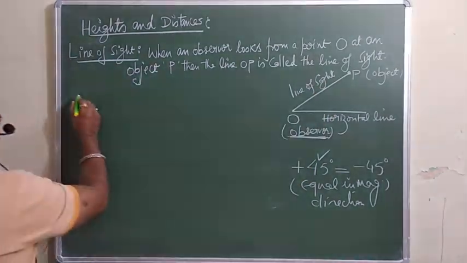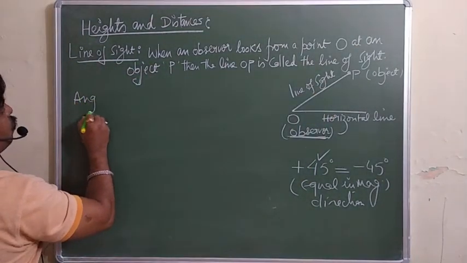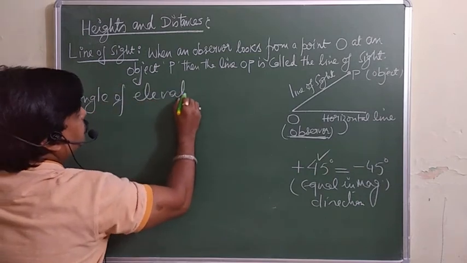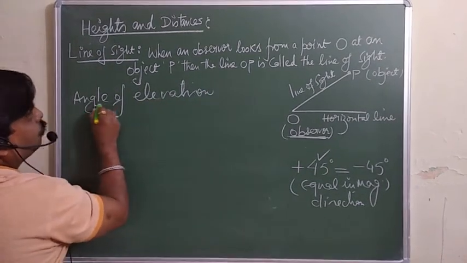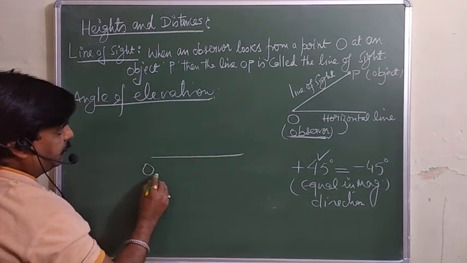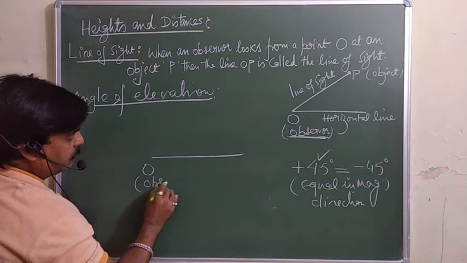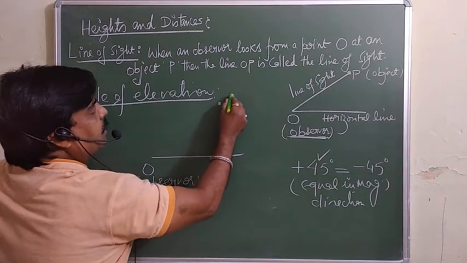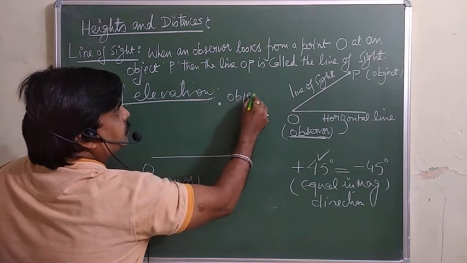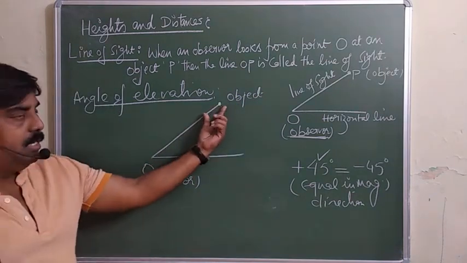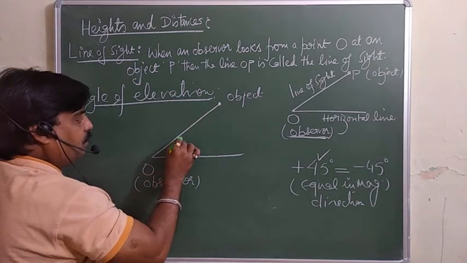Now the angle of elevation. Angle of elevation का form होता है. See, suppose the observer is here. An object is at a particular height. Object यहाँ पर है. Then the person is observing this object. This angle will be the angle of elevation.